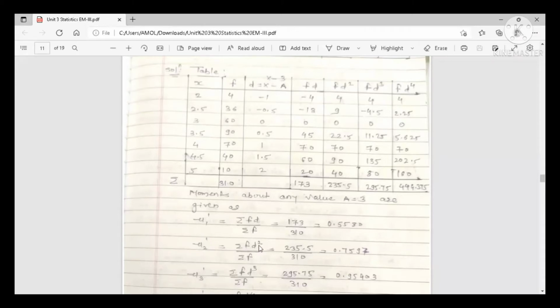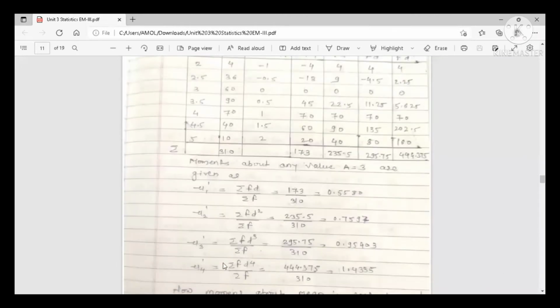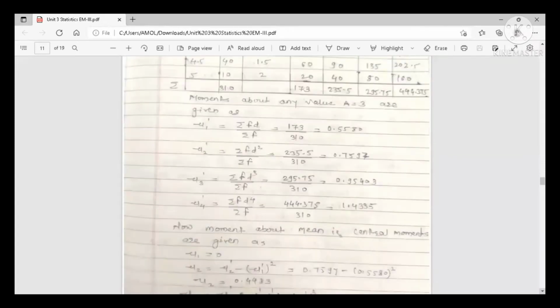Mu2 dash is summation f d square upon summation f. Put here the values and simplify it. The calculated value is 0.7597. Then you find mu3 dash, which is summation f d cube upon summation f. Put the values from the table and you will get the value of mu3 dash. Similarly, mu4 dash is summation f d raised to 4 upon summation f. Put the values, and the calculated value is 1.4335. So these are the first 4 raw moments about the value 3.